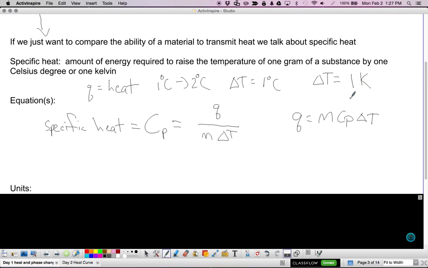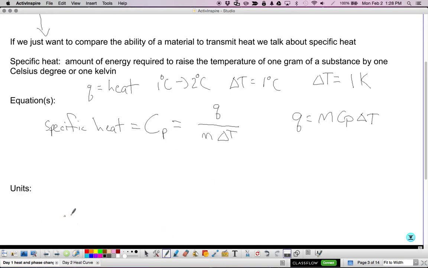The Kelvin and the Celsius scale are set up so that the increments are the same size, which means in this unit, when we're talking about changes in temperature, it doesn't matter if we're in degrees Celsius or in Kelvin, just as long as we're consistent throughout.